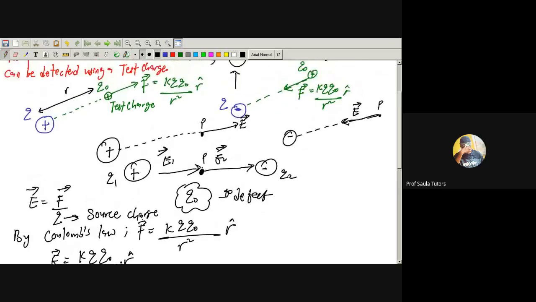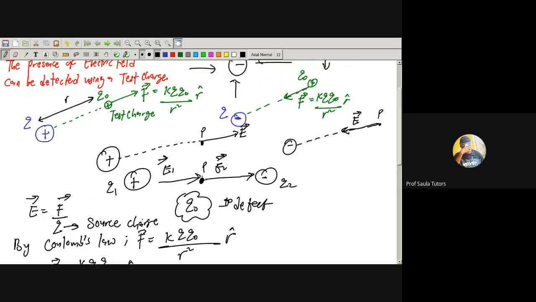What do I represent with Q? What do I represent with Q naught? Which one is Q naught?